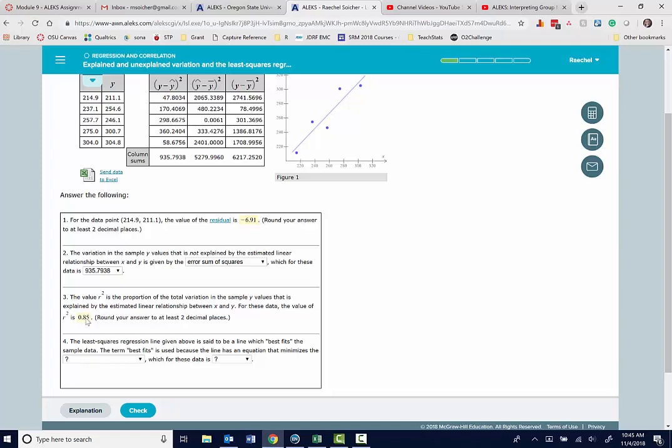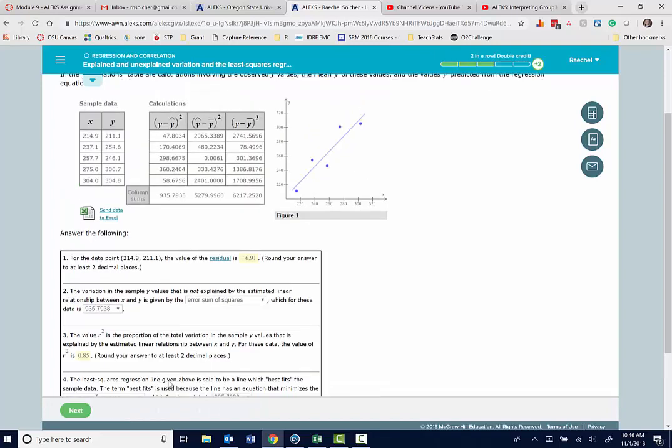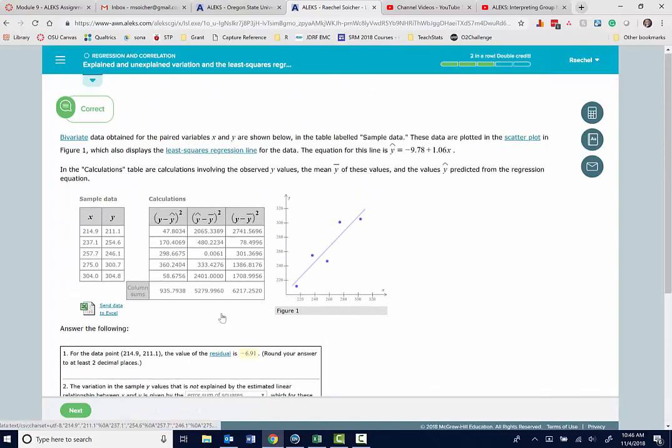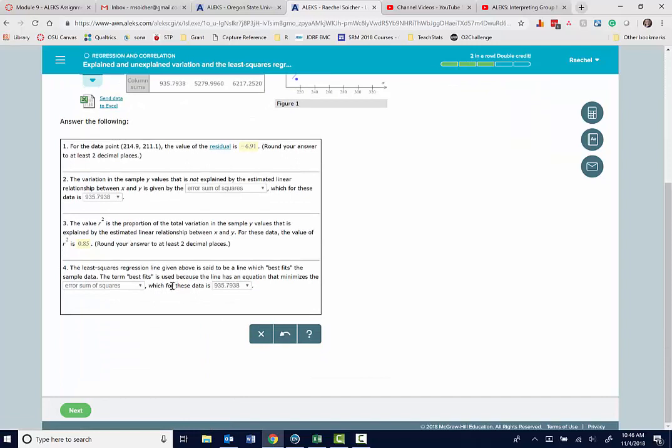This means that 85% of our variance in the data are explained by the linear relationship that we've estimated. And then question 4 says, the least squares regression line given above is said to be a line which best fits the sample data. So getting you to think about, what does this mean? The term best fit is used because the line has an equation that minimizes the error sum of squares, which is 935. Yeah, I didn't sound very confident about that, did I? But in this case, yeah, the line of best fit is minimizing your residuals or your error sum of squares.